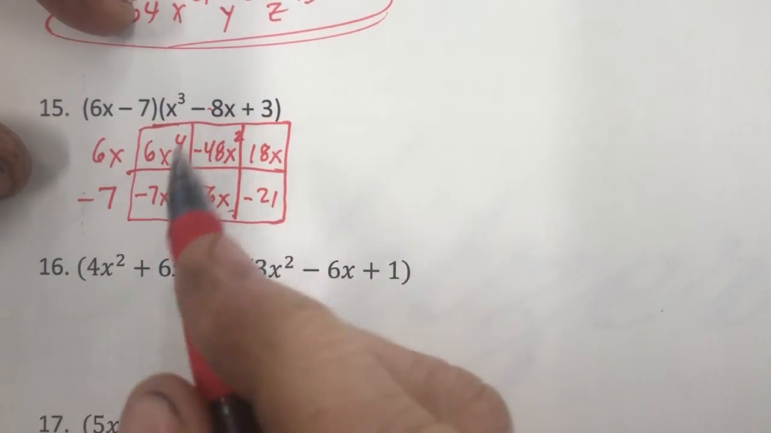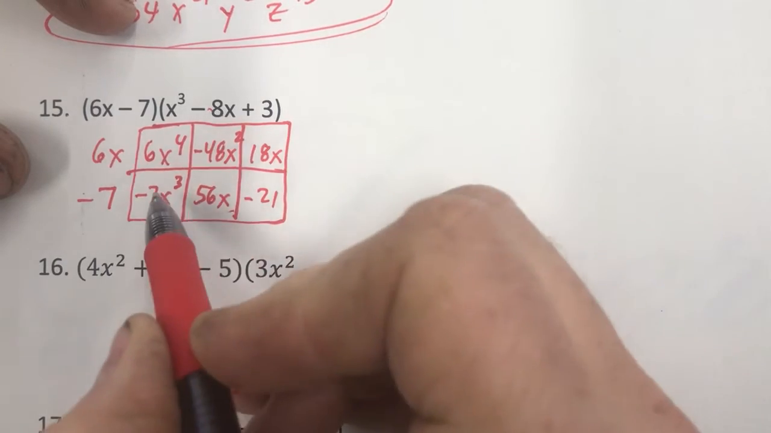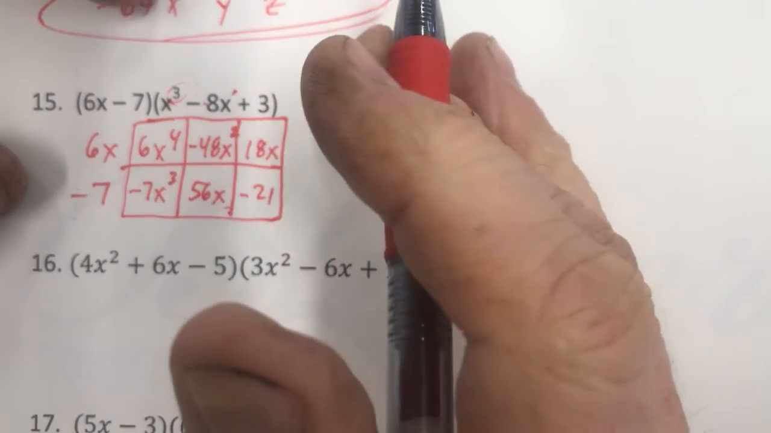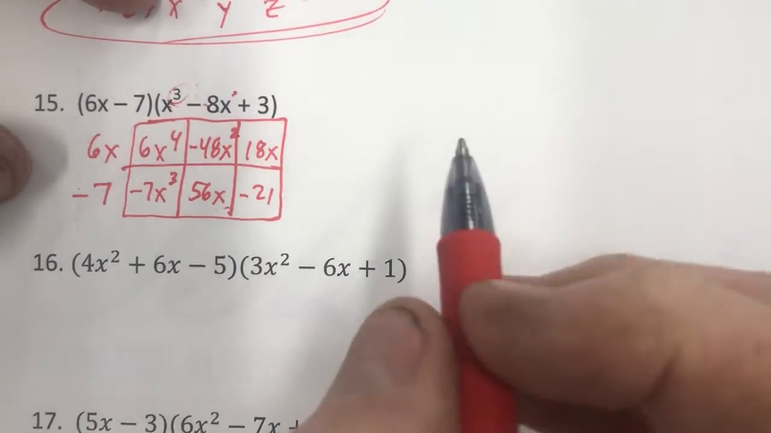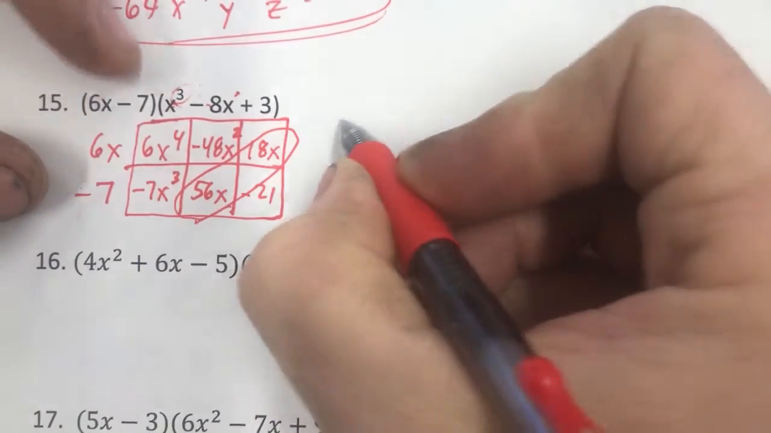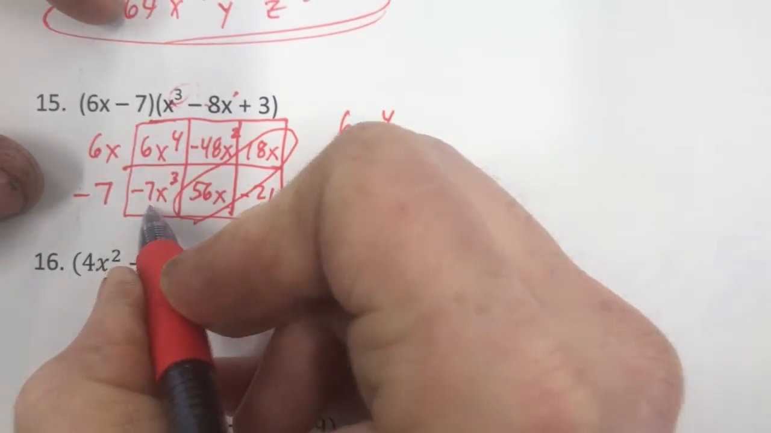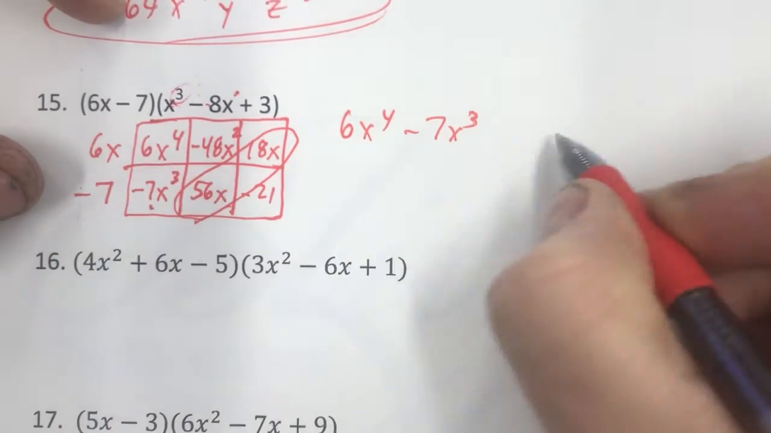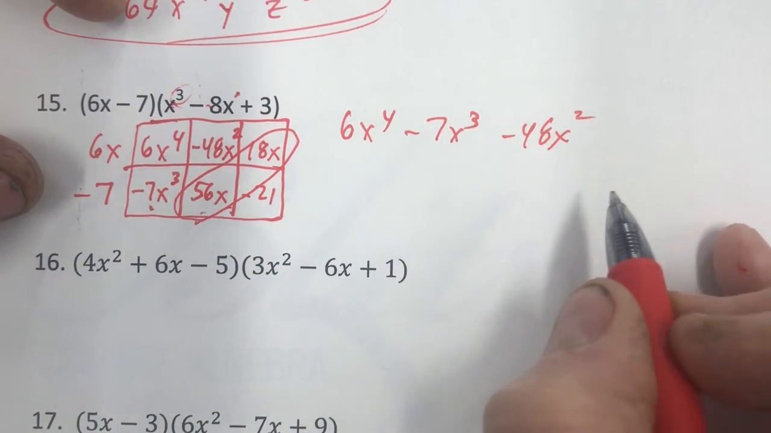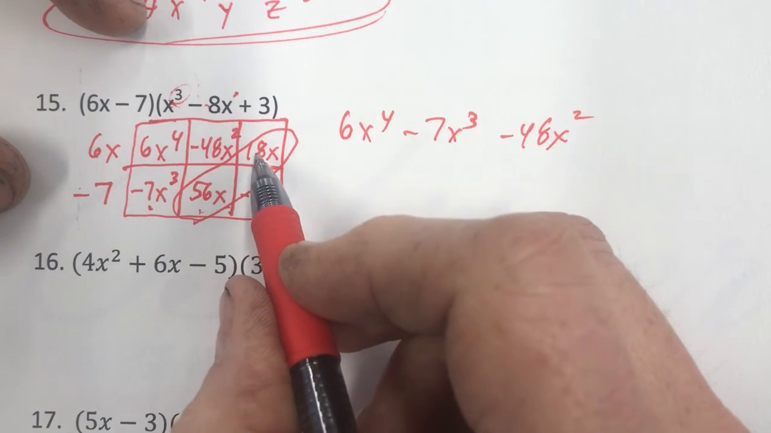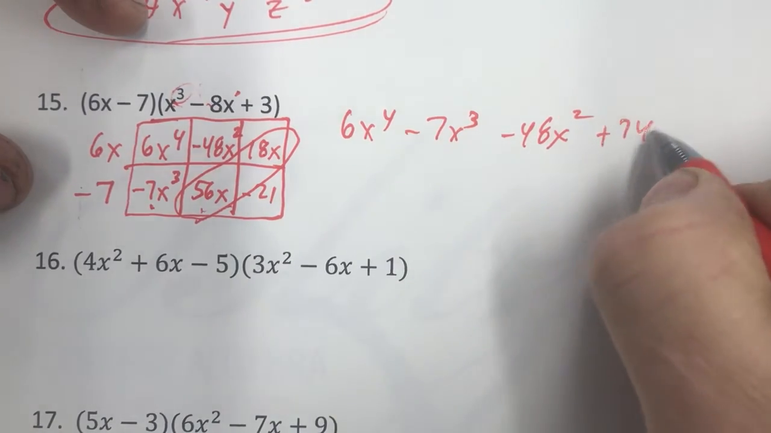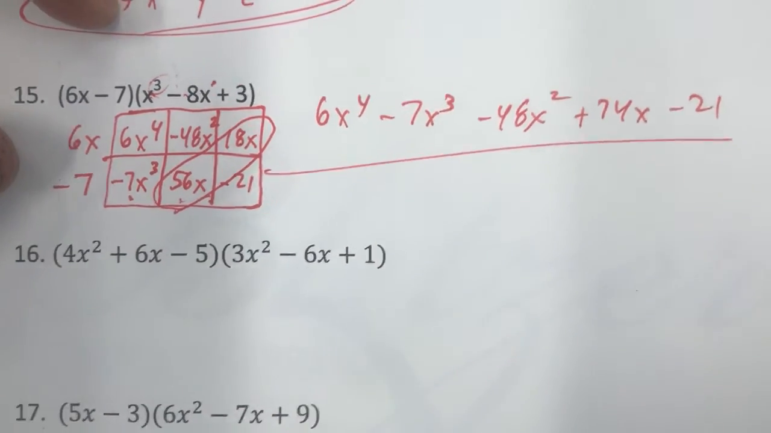Okay, now usually your like terms are diagonal. But see, we skipped a term here. This went from x to the 3rd to x, so they're not going to be diagonal, but maybe spread out some, if there are any at all. Here's 2, these are like terms. That's the only ones. So we've got 6x to the 4th, -7x to the 3rd, -48x squared, I'm sorry, x squared. I've got 56 plus 18, which would be 74, and I've got -21. And there's my answer right there.